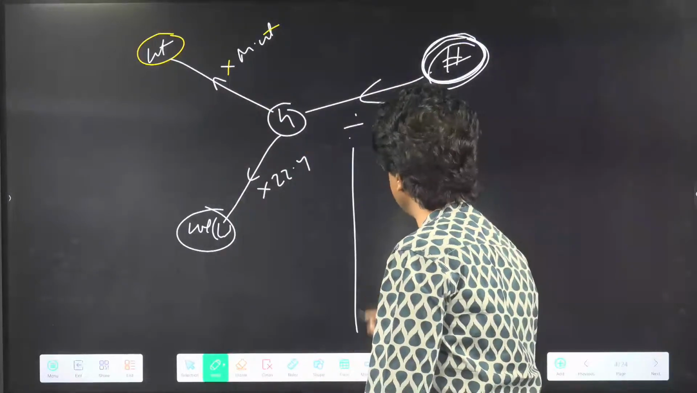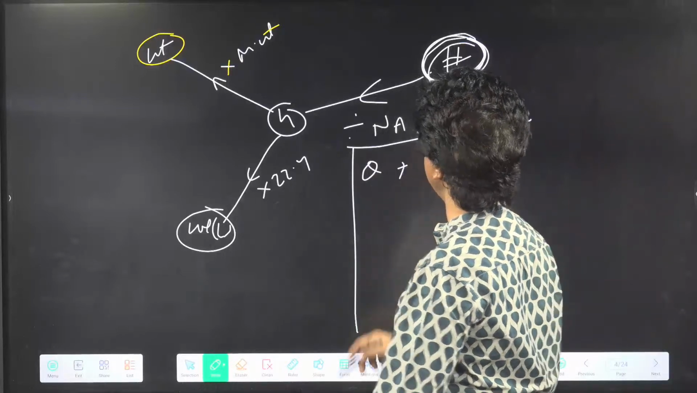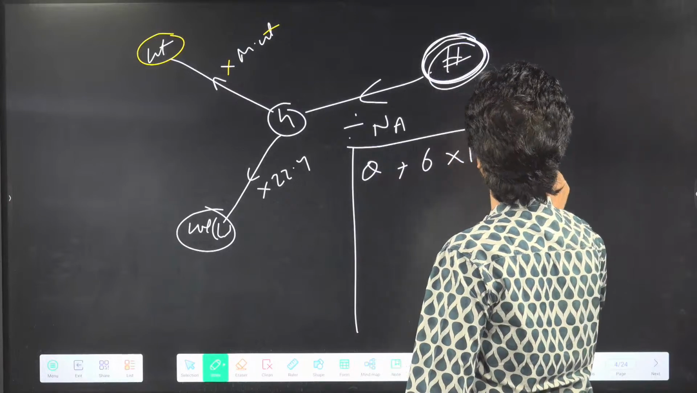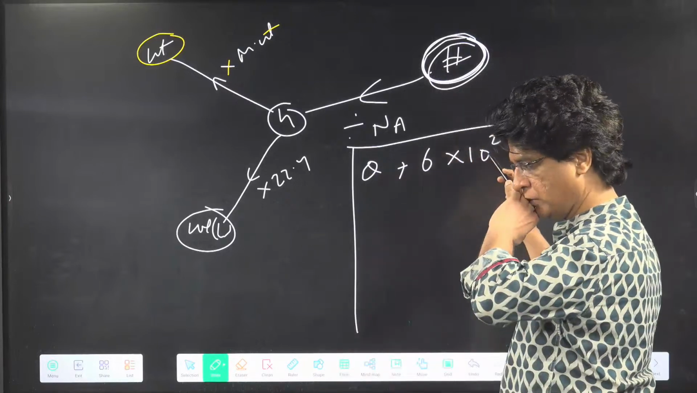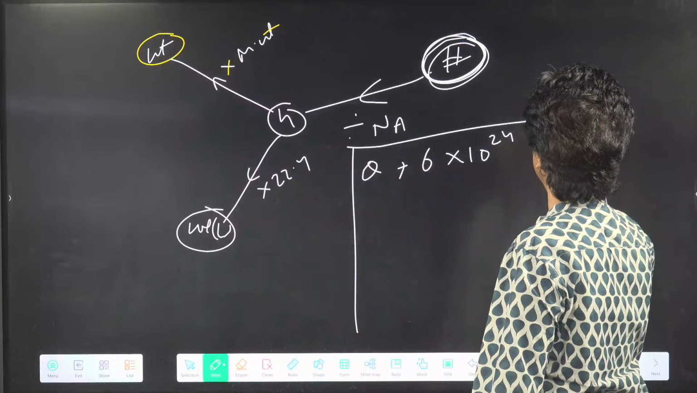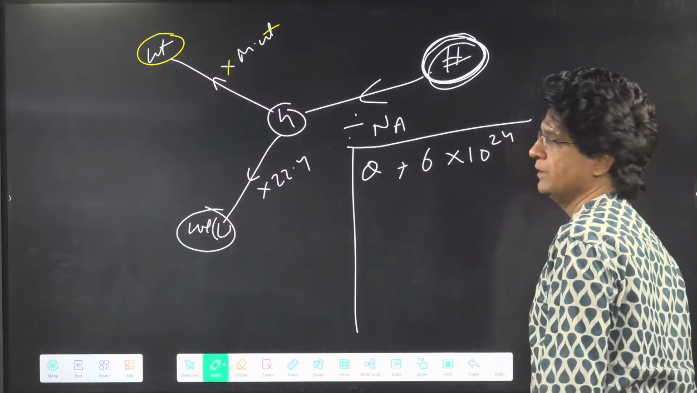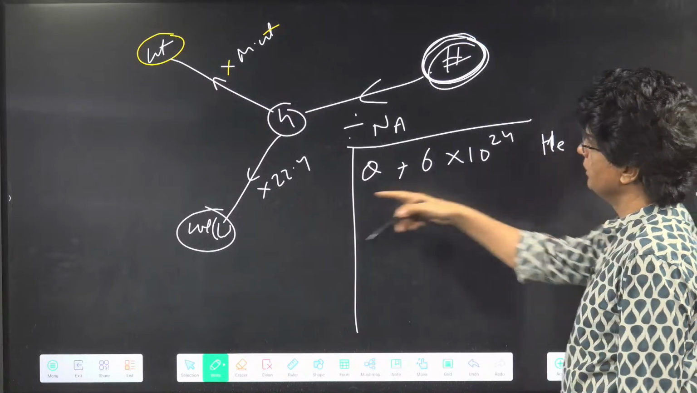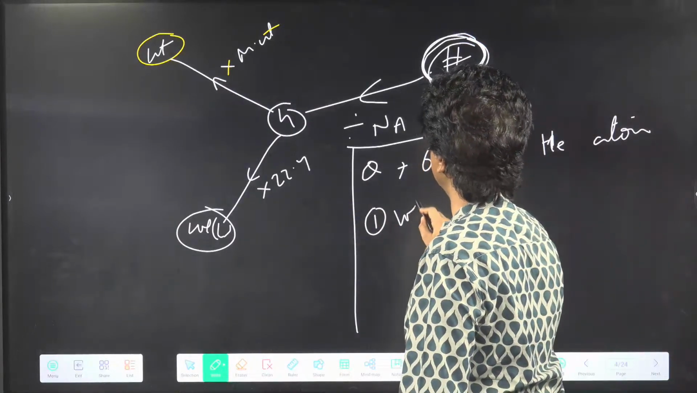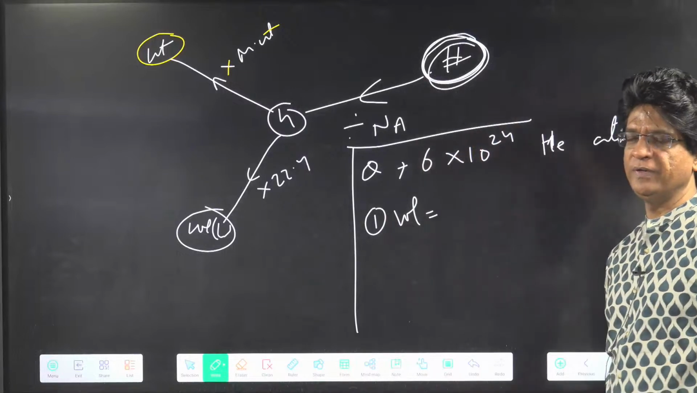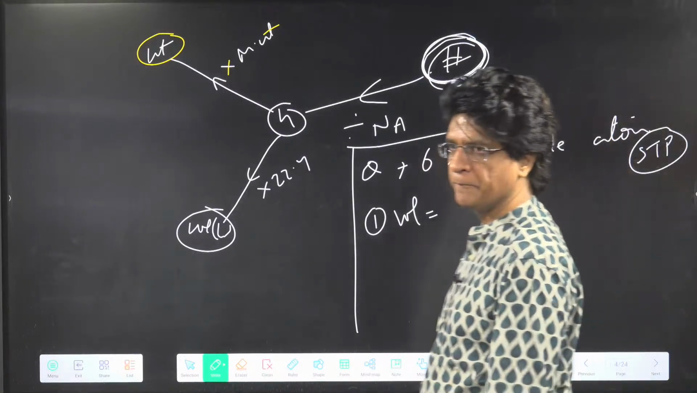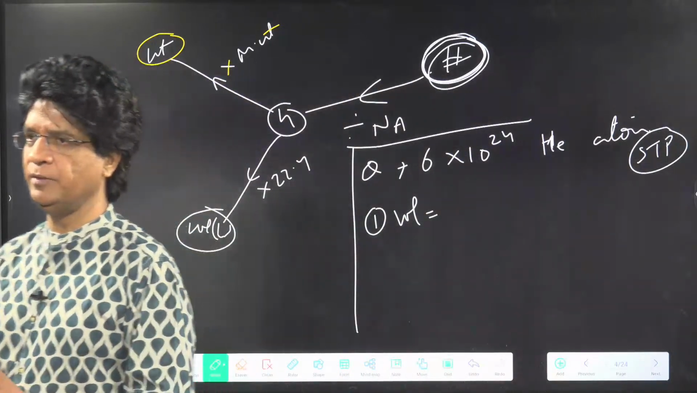Now I'm giving you the first question. We have 6 into 10 to the power of 24 helium atoms. You have to find out the volume. First one is: find the volume of helium atoms at STP. Remember that all of this is at STP.